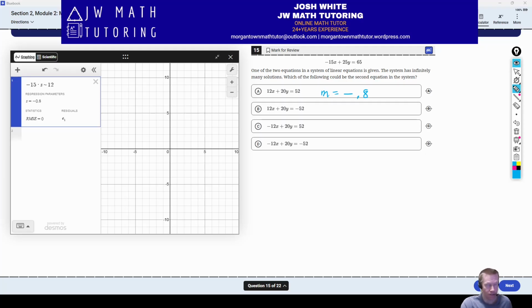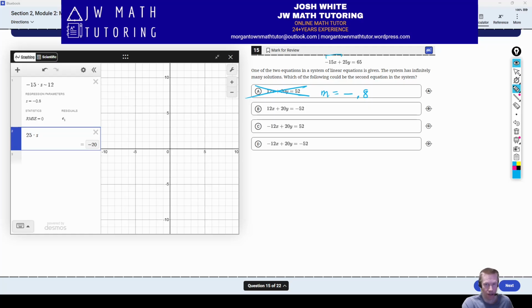So is it that it has to be the same number for both the x and the y and the number term, the constant term on the right, in order for it to be infinite solutions? So is that true? So in other words, if I take 25 times s, my multiplier, okay, notice it's negative 20 here, not positive 20. So therefore, A is wrong, because the x and y don't have the same multipliers.